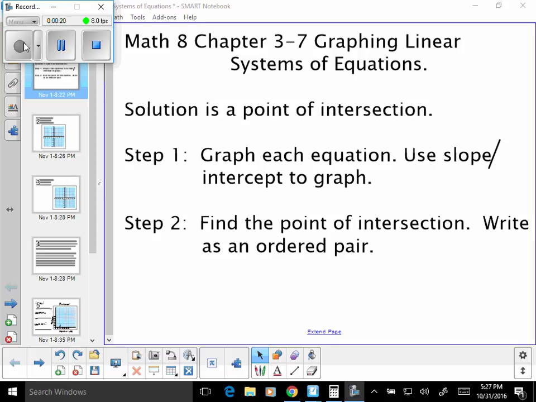What we're going to be doing here is graphing two different lines. We're going to see where they intersect, and the solution for the system is going to be the point of intersection. The first thing you will do is graph each equation using the slope-intercept form and method, and then you will find the point of intersection for the two lines. You will write that intersection as an ordered pair.